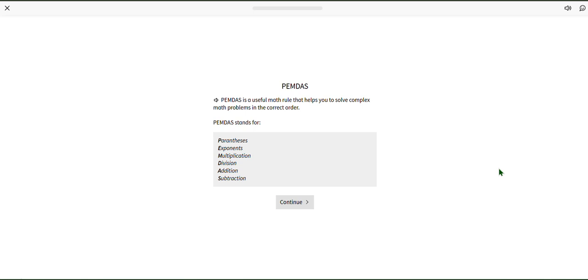PEMDAS is a useful math rule that helps you to solve complex math problems in the correct order. PEMDAS stands for parentheses, exponents, multiplication, division, addition, and subtraction.